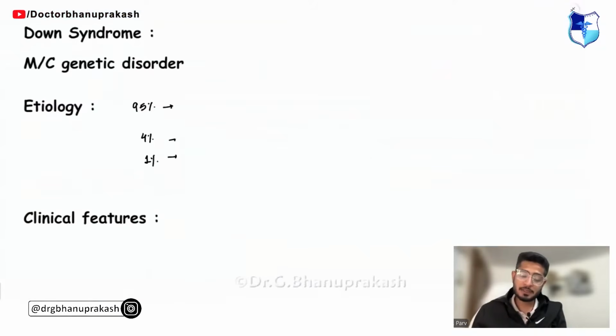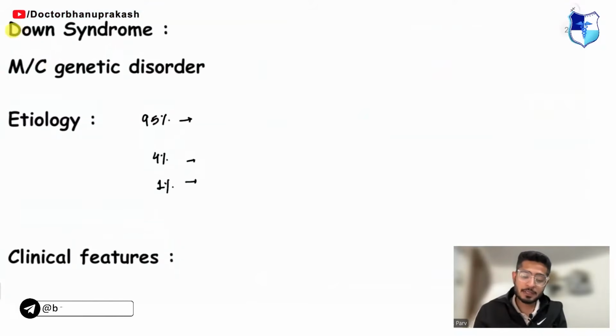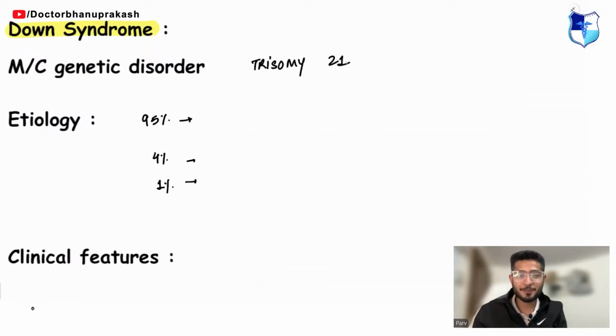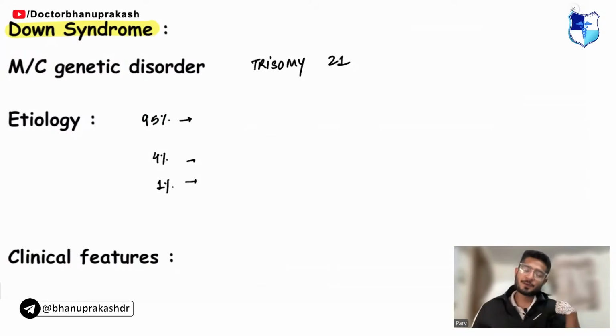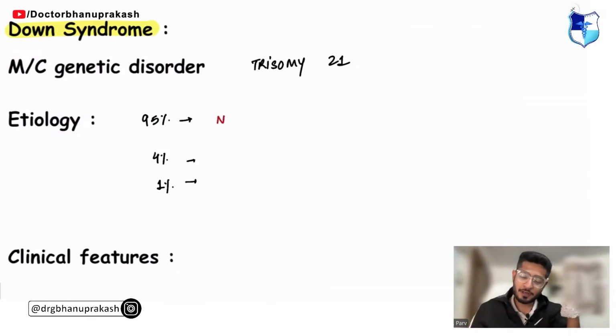Coming on to genetics. Down syndrome. What is the etiology of Down syndrome? 95% is trisomy 21. This is something which I think everybody knows. The most common cause is non-disjunction.